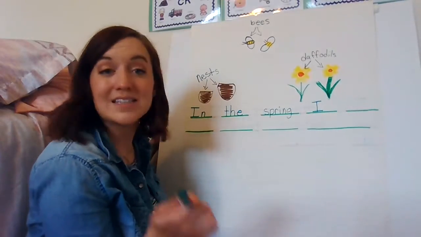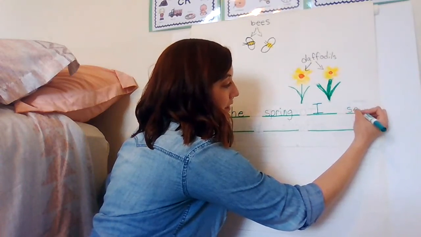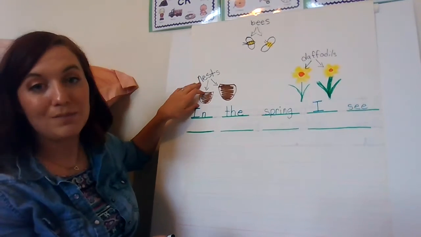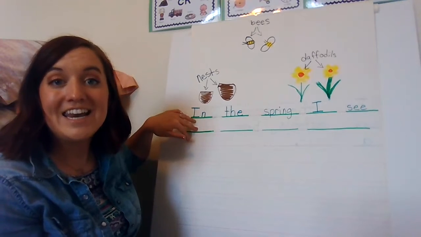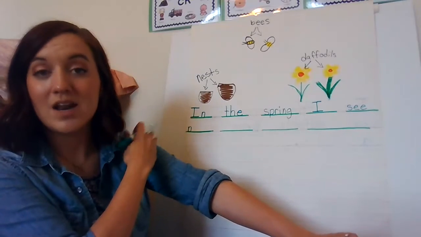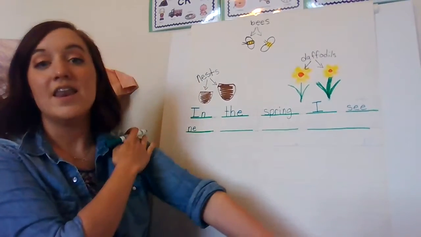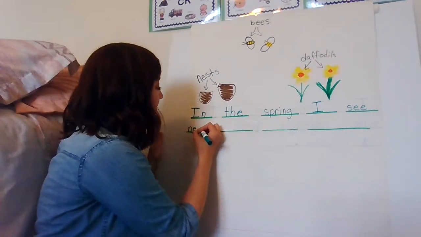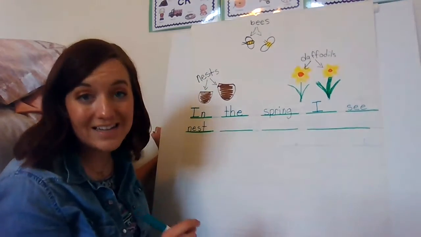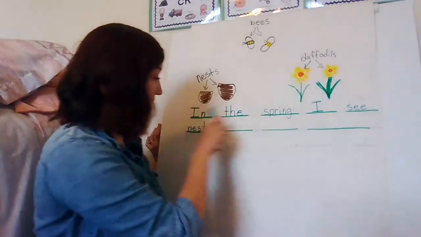This is one we can sound out, and it's going to help us write the word bees later. I, see, nests. Now you can see I've already labeled my picture up here, but we're going to sound out the word nests. So we have n. That's our first sound. N. Then e. That's an E. N, e, s. Because I want to say I saw more than one nest, we're putting an S at the end. Nests. In the spring, I see nests.